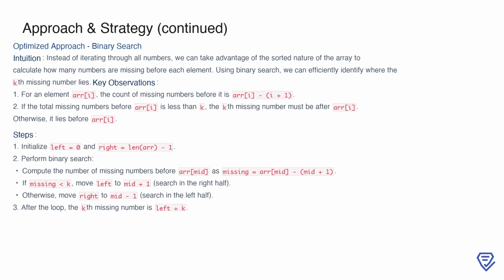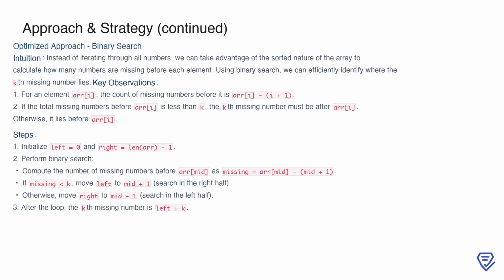A more efficient solution leverages the sorted property of the array and uses binary search. The idea here is to calculate how many positive integers are missing before each element in the array. This allows us to narrow down the range where the Kth missing number lies without iterating through all numbers. One key observation is that for any element arr[i], the number of missing integers before it is given by the formula arr[i] - (i + 1). If this count is less than k, it means the Kth missing number must be after arr[i]; otherwise, it lies before it. Using this insight, we can apply binary search. We initialize two pointers, left and right, to represent the search range.